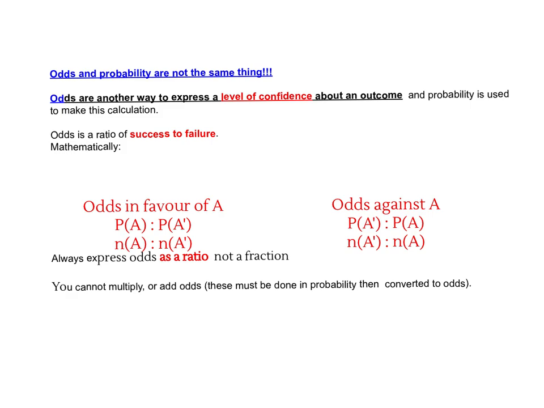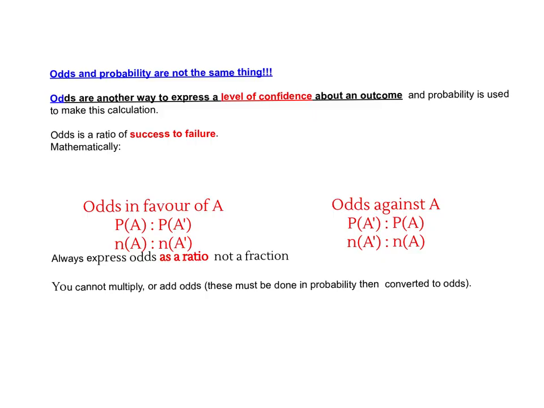There are two ways to look at odds. You have odds in favor or you have odds against, and these two things are different. So we need to express odds as a ratio, not as a fraction. And you can't multiply or add odds. They have to be done by probability and then converted to odds.